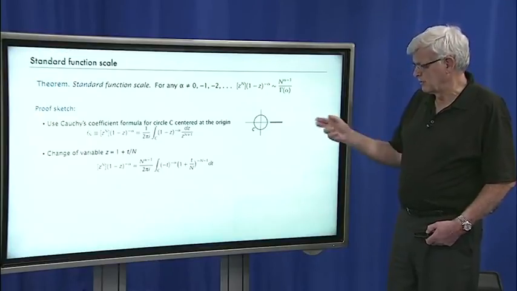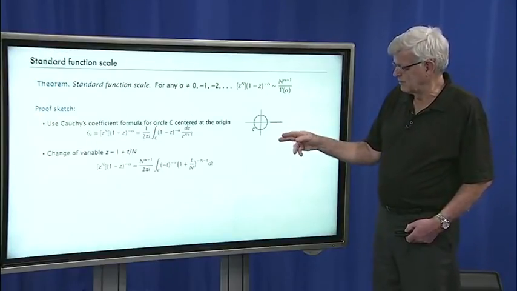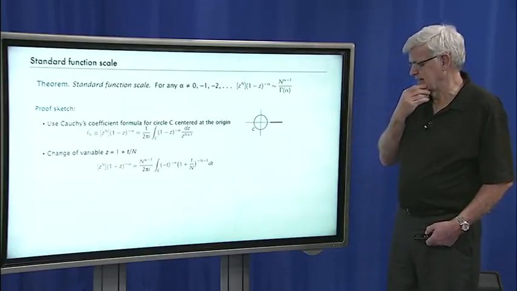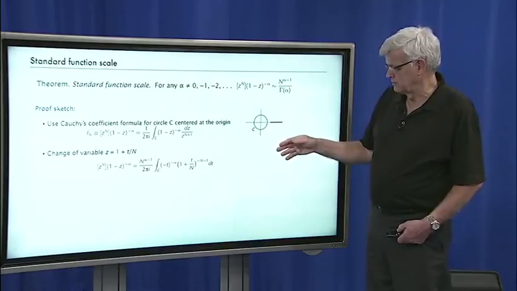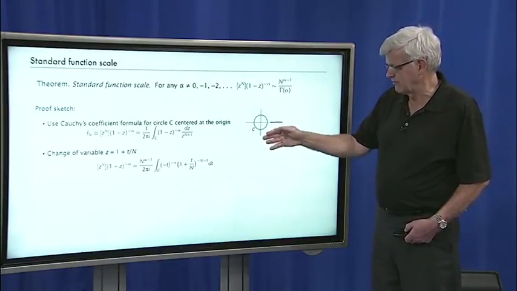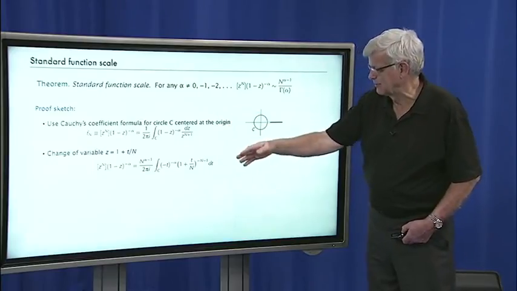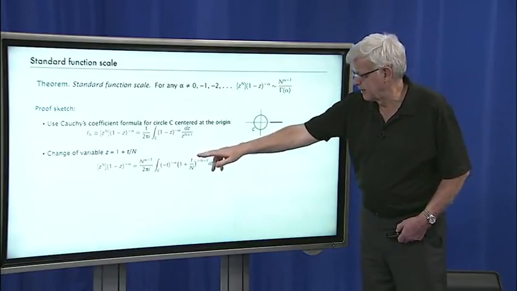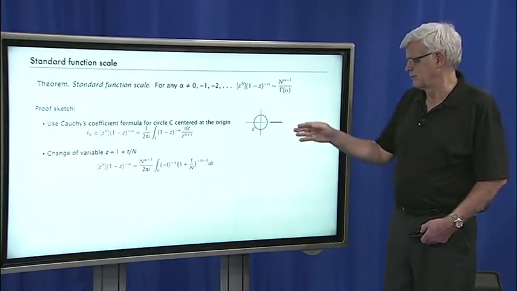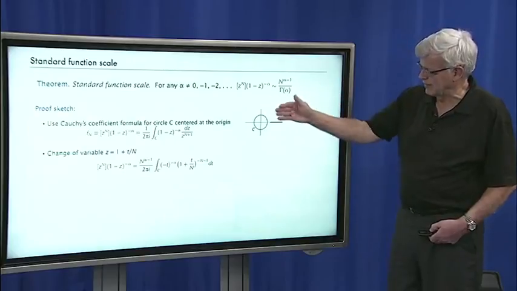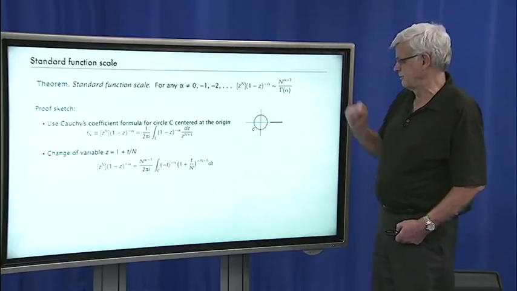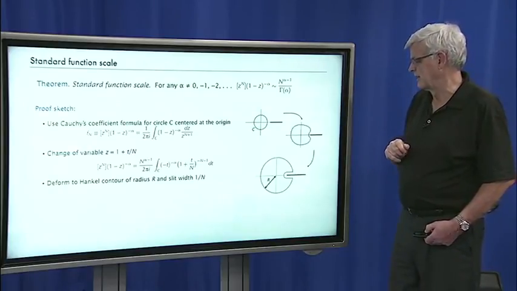That's the basic Cauchy coefficient formula. And then what we'll do is change variable to z equals 1 plus t over n in that formula. Then if we make that change of variable, an n to the minus alpha comes out, and a minus t to the minus alpha stays in. The z to the n plus 1 becomes that (1 plus t over n) to the minus n minus 1. So there's a little algebra there with that change of variable. But that pulls out the n to the alpha minus 1 term that we're looking at.